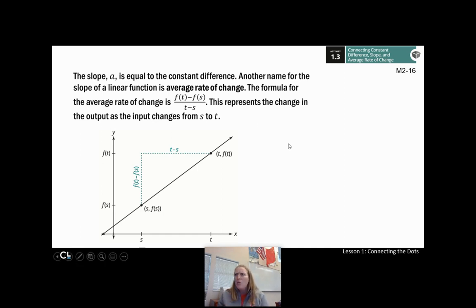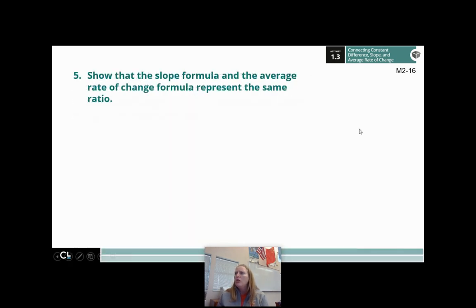But this looks like a weird slope formula, right? Because that's not the one you're used to. So this is our new guy, f of s minus f of t, our average rate of change over s minus t. Sorry for the sloppy handwriting. But you guys are used to seeing it like this, y sub 2 minus y sub 1 over x sub 2 minus x sub 1. That's how you're used to seeing it.